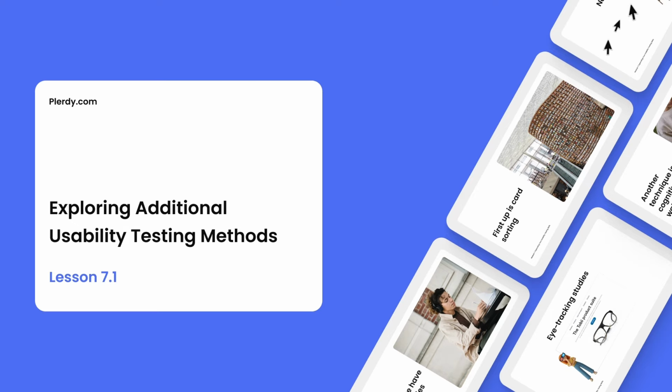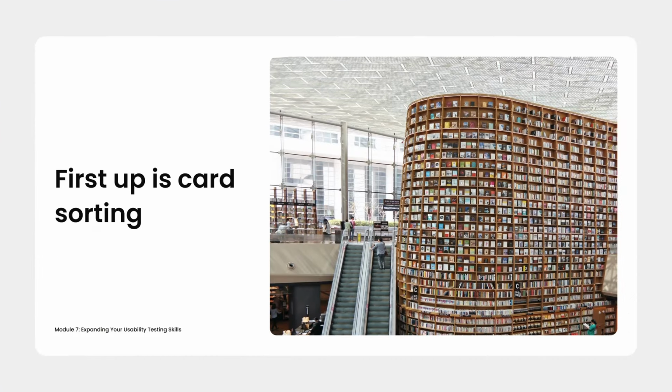Hey everyone! Today we'll explore additional usability testing methods that can complement the techniques we've already covered. These methods can provide unique insights and help you comprehensively understand the user experience. First up is card sorting. This technique involves asking users to organize content or features into categories that make sense to them. This can reveal how users perceive and categorize information, helping you design more intuitive navigation structures.